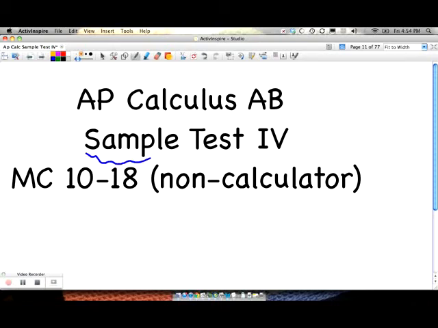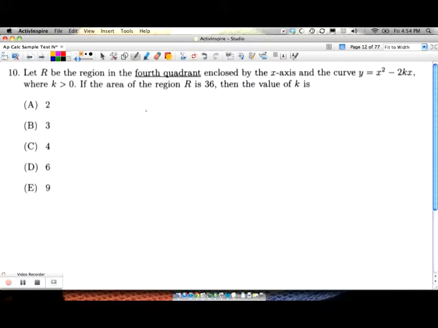Video number 2 for sample test IV. Number 4. This is still non-calculator. You could have one there if you want, but you really shouldn't be using it.